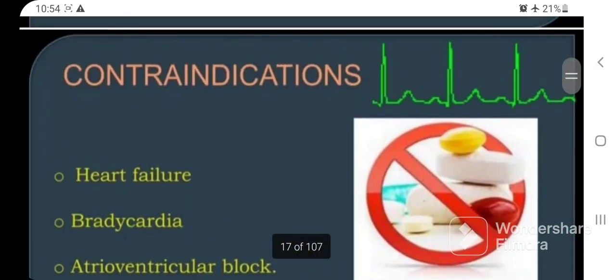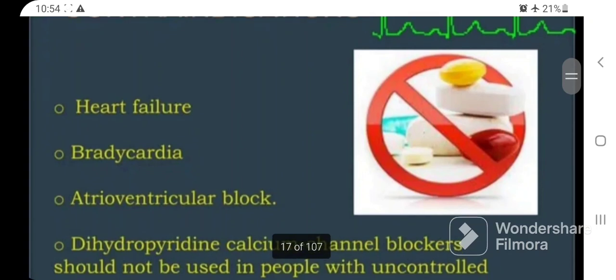Contraindications means for whom we cannot provide these, like heart failure patients, you cannot give these at all. Then bradycardia patients, meaning if they have a low heart rate, you cannot give these. Then atrioventricular block. These are the simple contraindications for whom you cannot give.